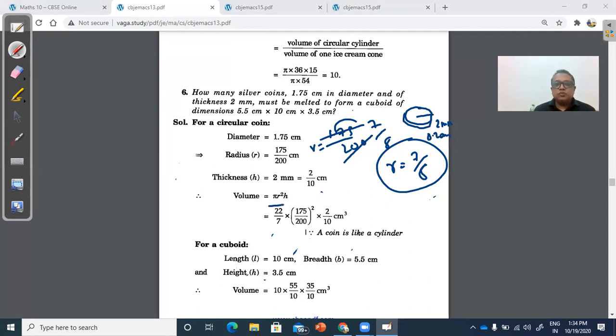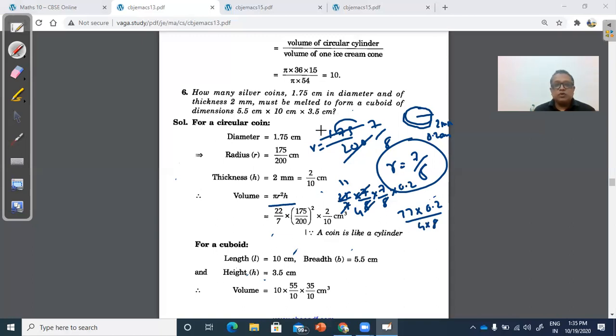So what will be the volume of this coin? Volume of the coin will be pi r square h. So that's going to be 22 by 7 into 7 by 8 into 7 by 8 into 0.2. So I can cancel this here, and 2 goes 11, 2 goes 4 times. And this will be 77 into 0.2 divided by 4 into 8.